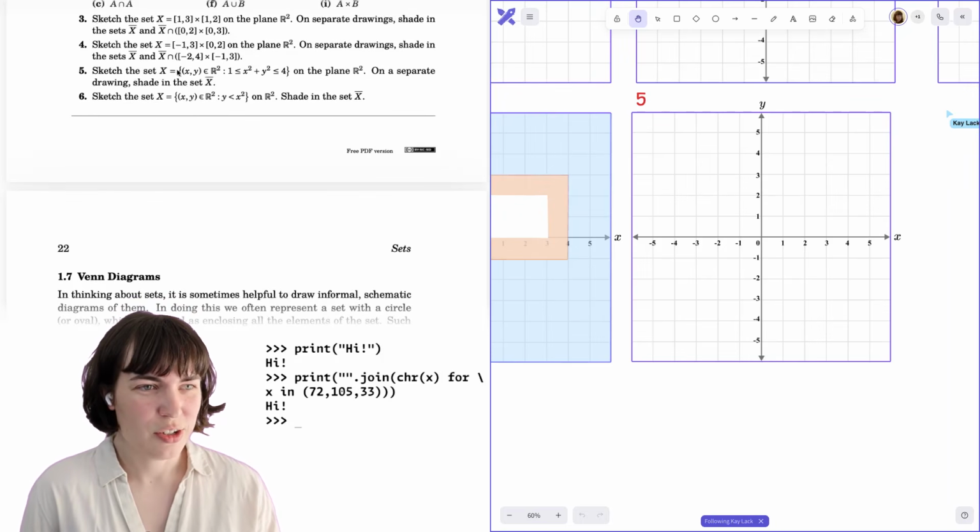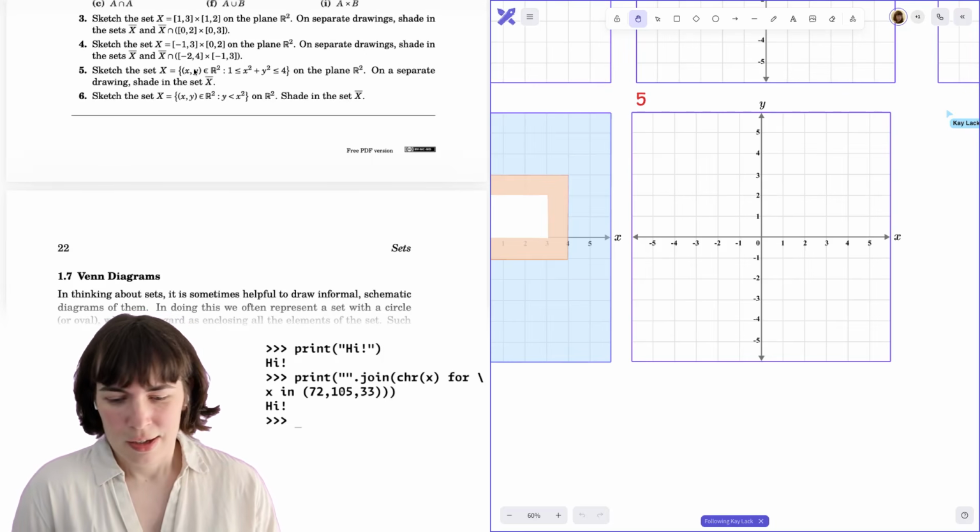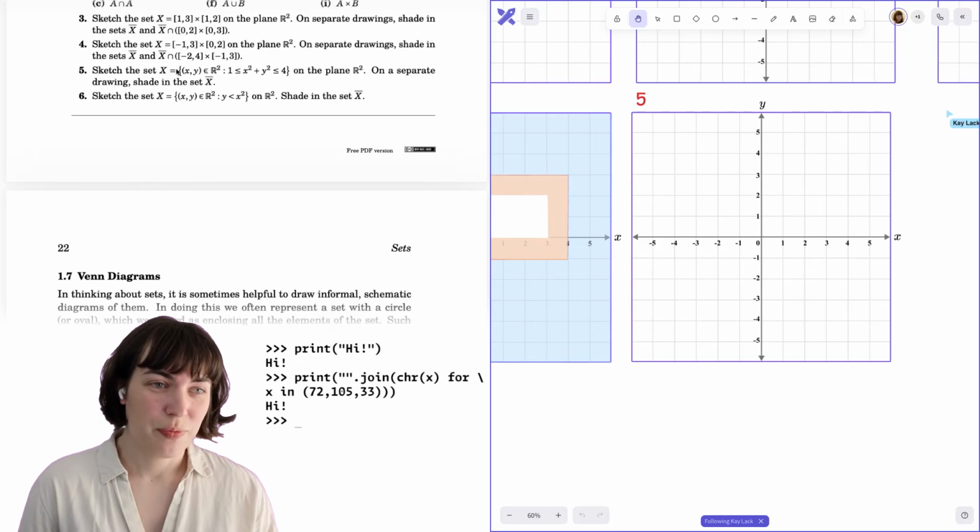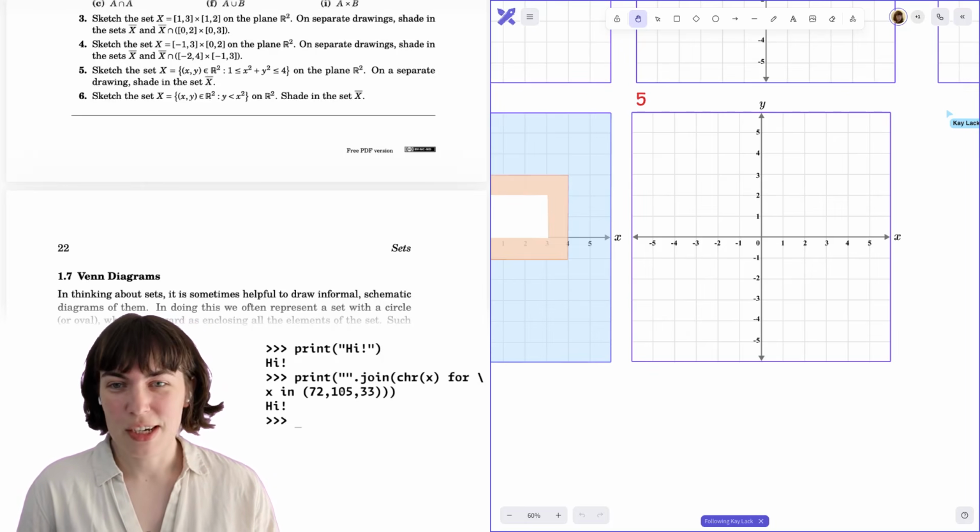Okay, 5. Sketch the set. All right, we've got a weird set here. Just to warn everyone, I know it's been a funny stream today. It's about to get funnier.